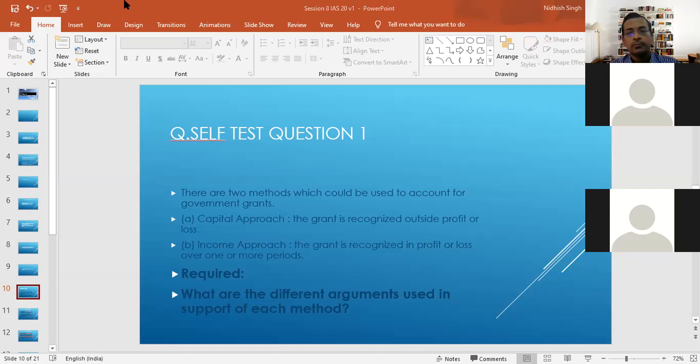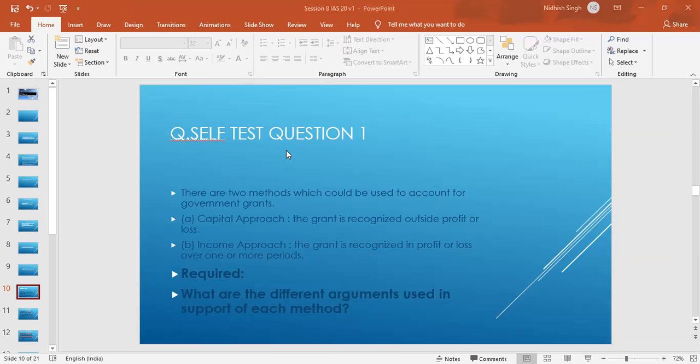So, Nidhish, in the income approach, the grant is recognized in the P&L over one or more periods. So if you got any grants, then you have given an example for the 10-year lease, and the grant we need to amortize during the periods, like for the 10 years. And yeah, so your question is like, which is the good one, right? Or it can be both of them.